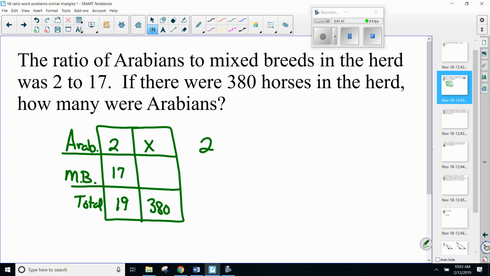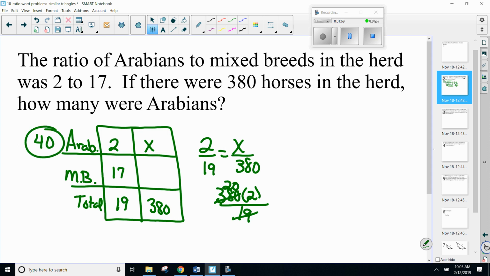So your proportion is 2 over 19 is equal to x over 380. So you cross multiply 380 times 2 and divide by 19. 19 goes into 38 twice. So you get 20. 20 times 2 is 40. So there were 40 Arabians in the herd.